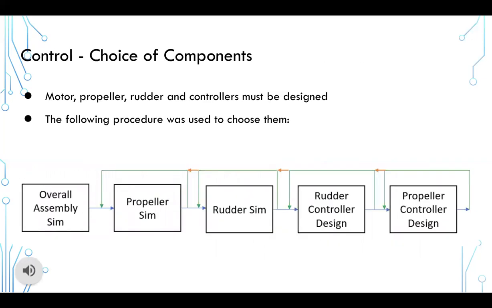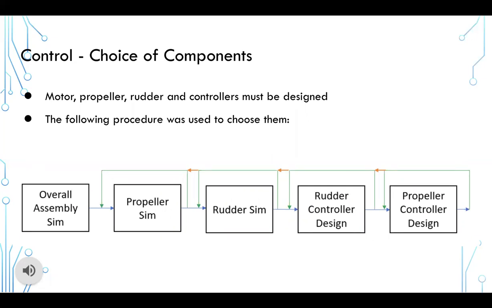Since the geometry of the boat is already fixed, only the propeller, motors, and rudder have to be chosen to achieve the desired dynamics. The following procedure was used to choose them. First, we have to choose the propeller and run a simulation to see if the boat can achieve the desired speed. Then we have to select a motor that can run at the required torque.